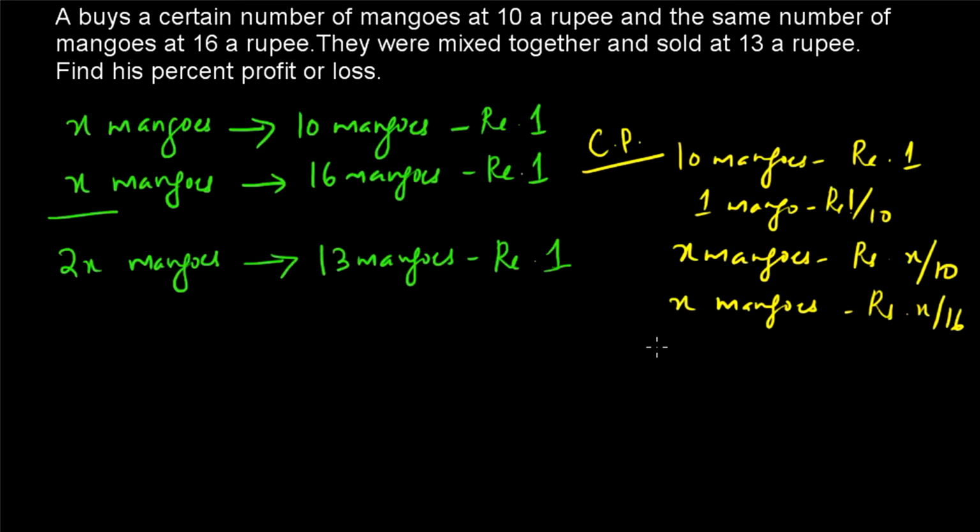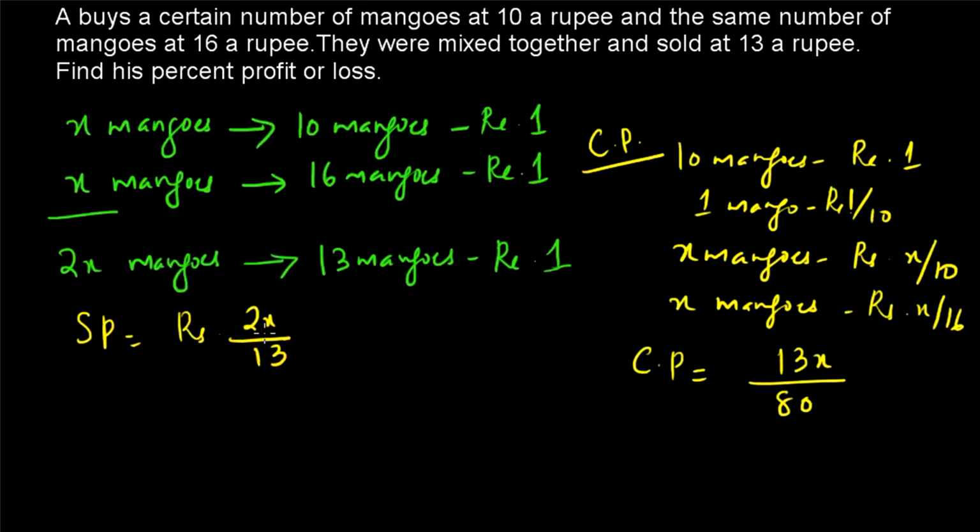Now we are just adding these. Our total cost price will be equal to X by 10 plus X by 16. 80 is our LCM, so it will be our common denominator. So 8X plus 5X, since 16 into 5 is equal to 80 and 10 into 8 is equal to 80. So 8X plus 5X is equal to 13X by 80, our total cost price. And what about our total selling price? 13 mangoes for rupees 1. So 1 mango will be costing 1 by 13 rupees. So what about 2x mangoes selling price? It will be equal to 2x by 13.